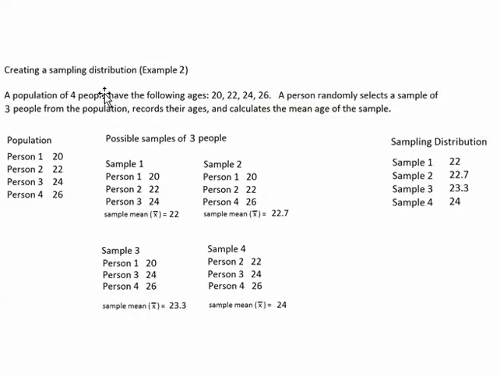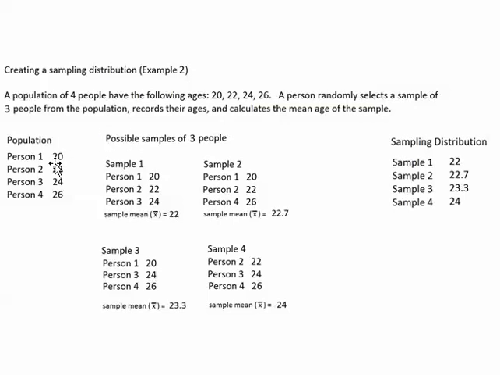Let's move on to our next example. This example says that a population of 4 people has these ages. A person is randomly selecting a sample of 3 people from the population, recording their 3 ages, and calculating the mean of the 3 people. And we're going to create the sampling distribution.